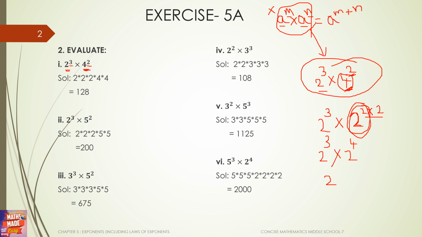So 2 to the power of 7 will be 128. Right, children? The same problem can be solved using the formula also. I hope it's very clear, but you cannot apply this kind of thing. That is, you cannot split this 4. This 4 we have split as 2 to the power of 2.